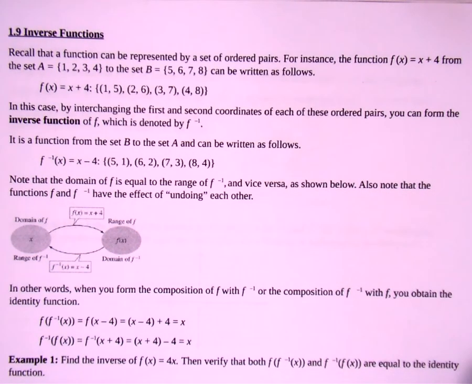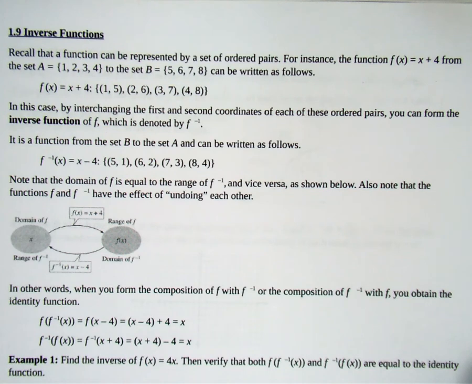Okay, so recall that a function can be represented by a set of ordered pairs. For instance, f of x equals x plus 4, from the set A, 1, 2, 3, 4, can be represented onto the set B, 5, 6, 7, 8. Just the x's from A plus 4. And there they are, 1, 5, 2, 6, and so on. In this case, by interchanging the first and second coordinates of these ordered pairs, you could form the inverse function.